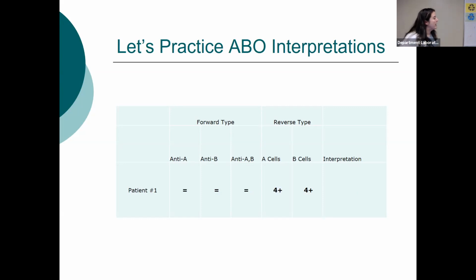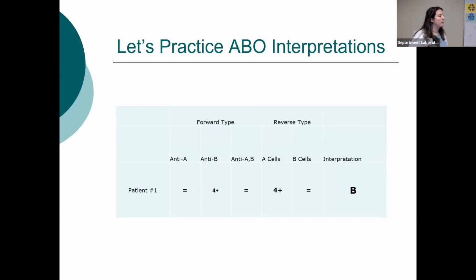Okay, here's one: negative with anti-A, anti-B, and A, B, 4+ reaction with A cells and B cells. Do your forward reactions match your back reactions? And what type is your patient? That's type O. What if you had a 4+ reaction with anti-B and a 4+ reaction with your A cells? That's a type B.